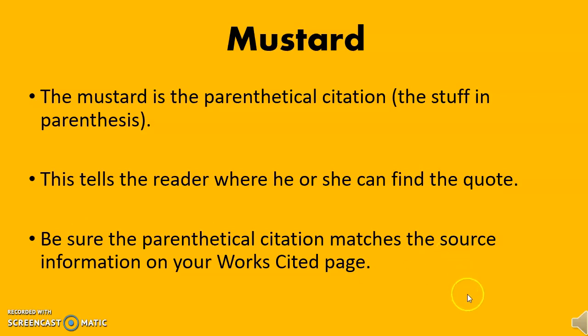After you have quoted a source, you should use a parenthetical citation. It should be the stuff in parentheses, and this word should be parentheses, plural. So the stuff in parentheses is the parenthetical citation. It tells the reader which source on your works cited is the source you're quoting in this paragraph.